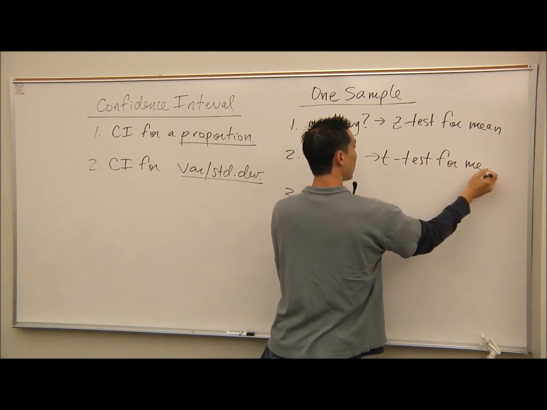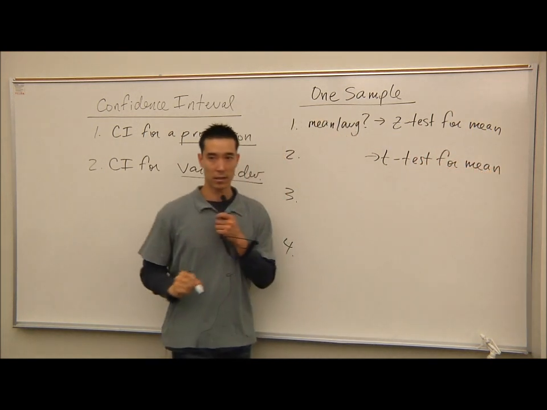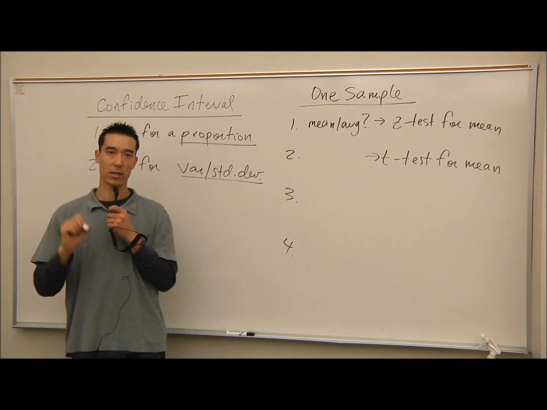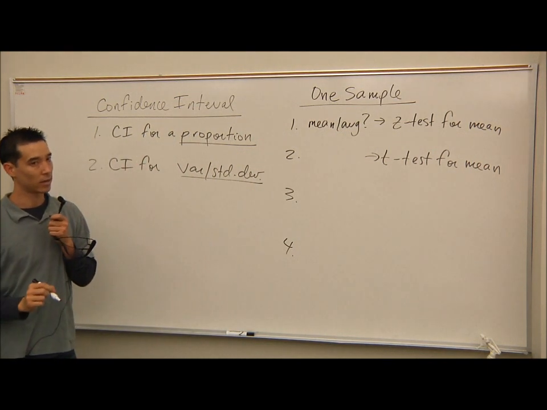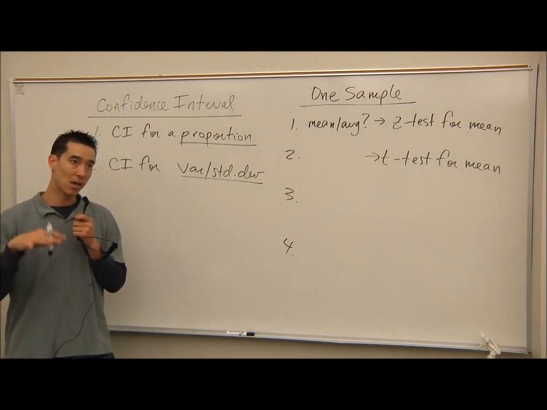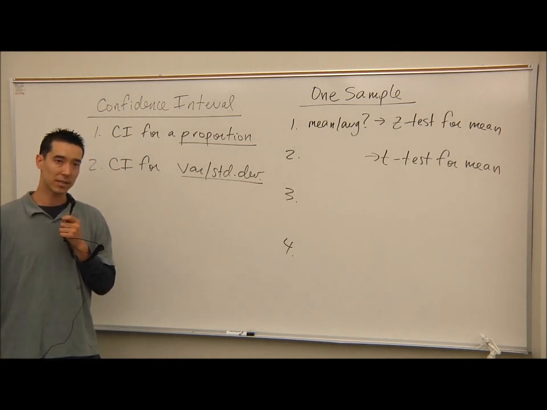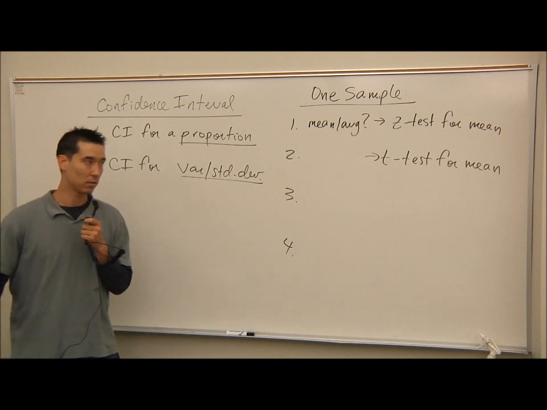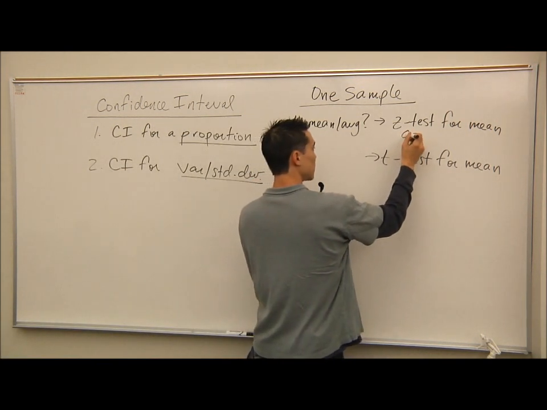And there's only one deciding factor that tells me if it's a z-test for the mean or a t-test for the mean. And what is that factor? Sigma. If you know sigma. Does it say in the problem, the population standard deviation is known to be 7? Great, that's a z-test, okay? So sigma known.